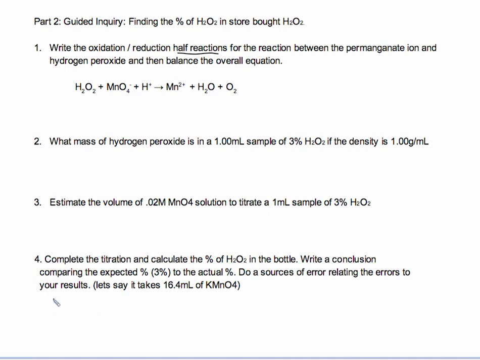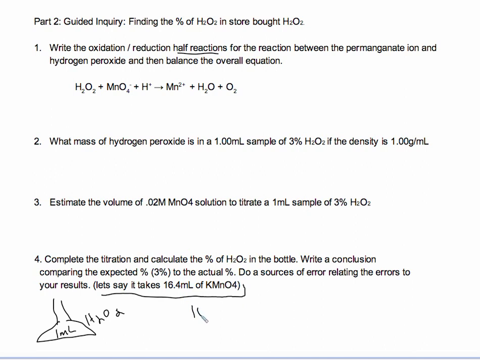So anyway, let's say that you put 1 milliliter. This is what we did in the lab. In the lab, we put 1 milliliter of the H2O2 in the flask, and then we had to add some acid to it. That's the way this potassium permanganate works. It works in the acidic environment. So we added some acid and some water. That's not that important. But then what we did is we titrated it until it turned a light pink, and that's how we knew when to stop the titration. So let's say it takes 16.4 milliliters of the KMnO4.